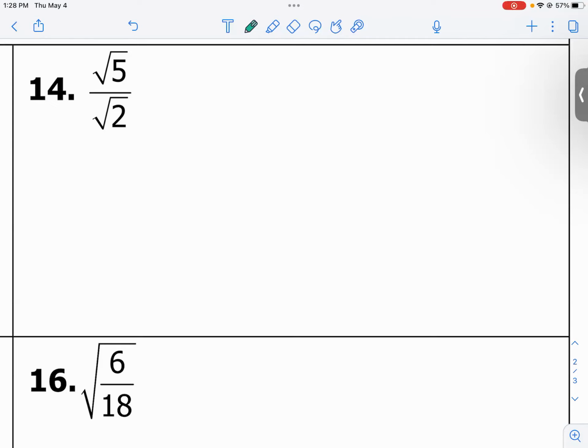All right, Preston, what did you get for your answer? Yeah, Avery got us a little distracted. We're doing this problem. You have an answer, Peyton? Peyton got radical 10 over 2. Okay, eyes up here.